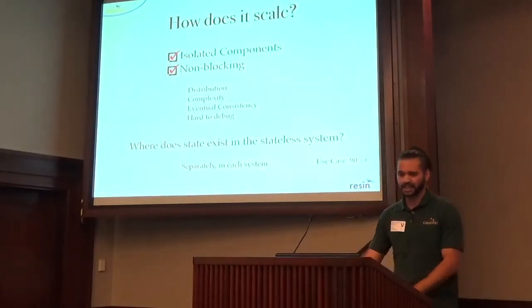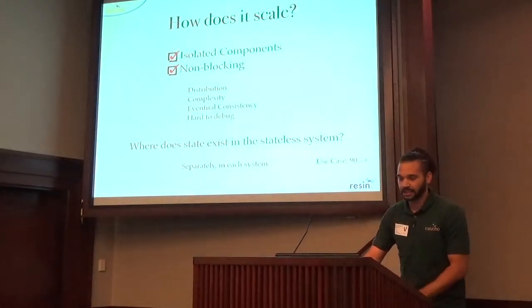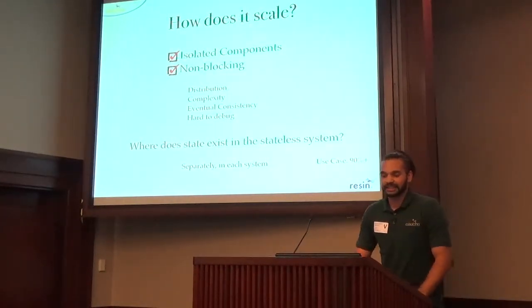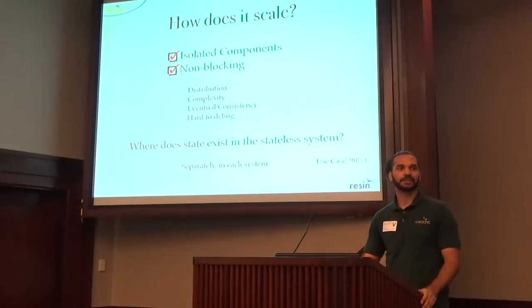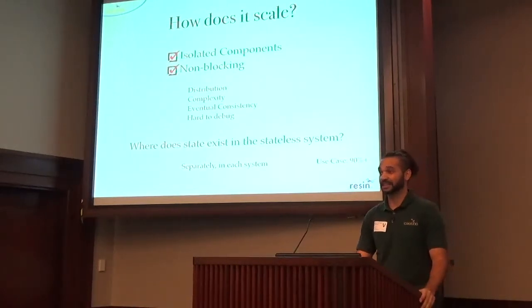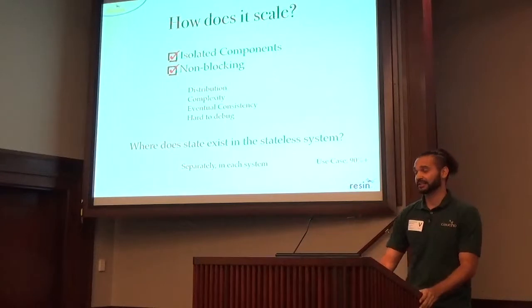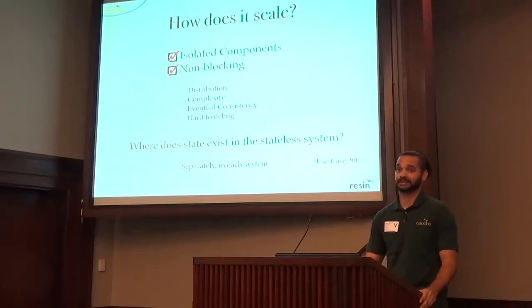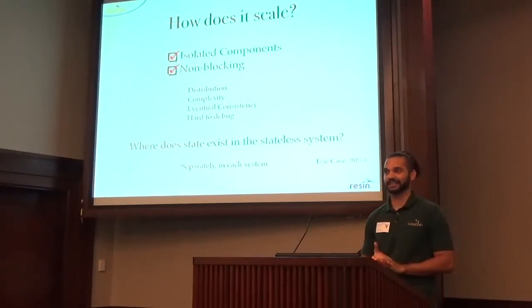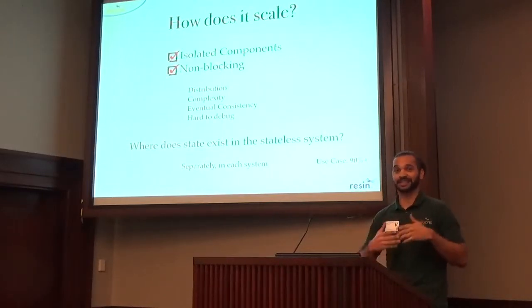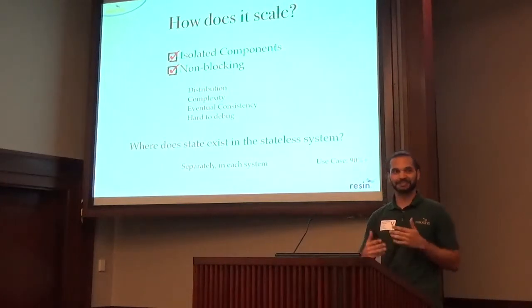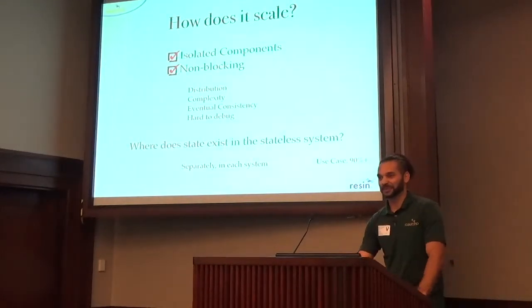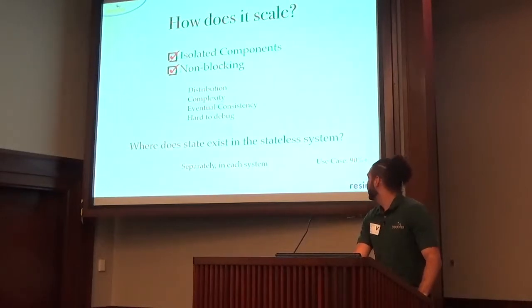So how does it scale? We do get isolated components, and they are non-blocking, but distribution becomes a question, complexity becomes a question. We introduced the idea of eventually consistent into our backends, and it is hard to debug. So rather than looking at a stack trace, you're looking at messages, right? And you're not guaranteed the order of them. If you're using HTTP2, you're looking at binary headers in the messages, right? So debugging becomes a source of contention within your back end there.